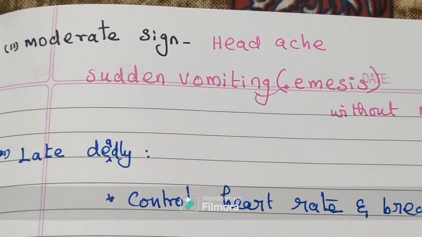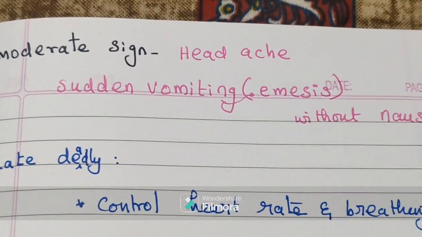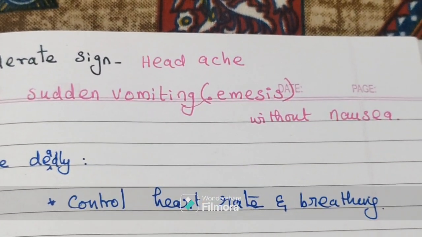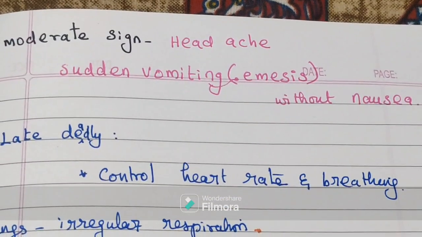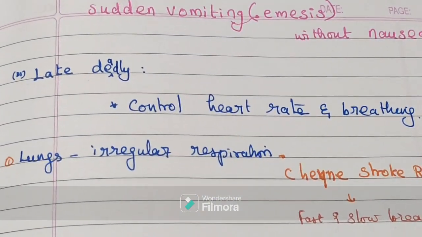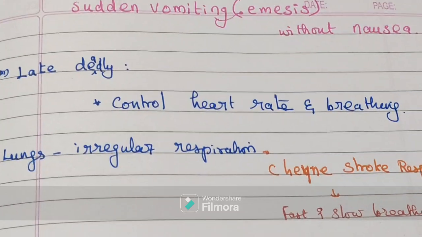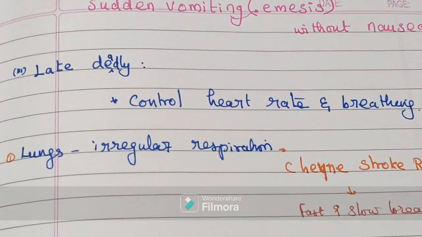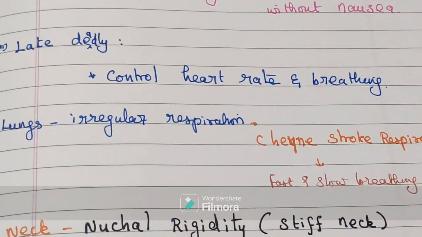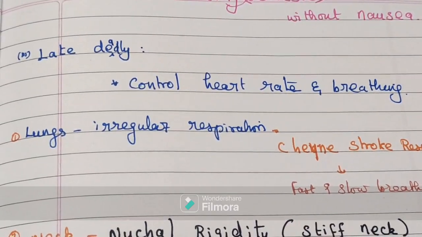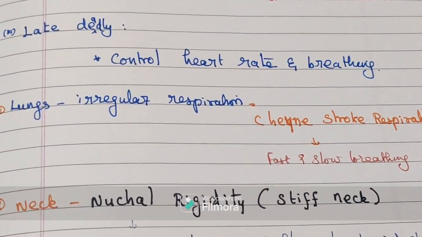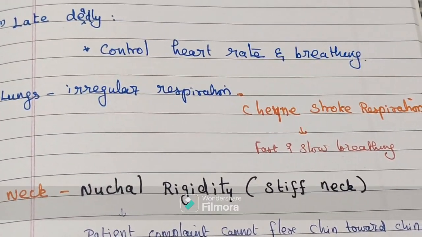Then moderate signs: we see headache, then sudden vomiting, that is emesis, without nausea. So headache and vomiting. Then lastly, increased intracranial pressure builds and puts a lot of pressure on our brainstem, which controls heart rate and breathing, so it leads to irregular breathing and other vitals.